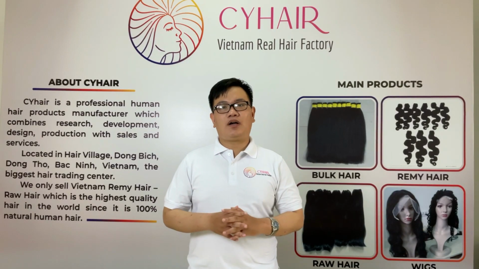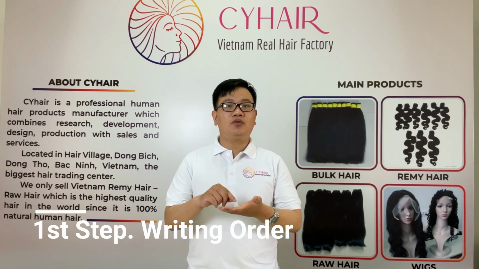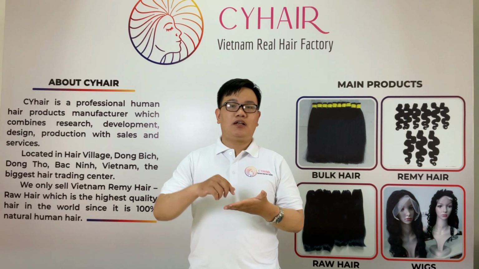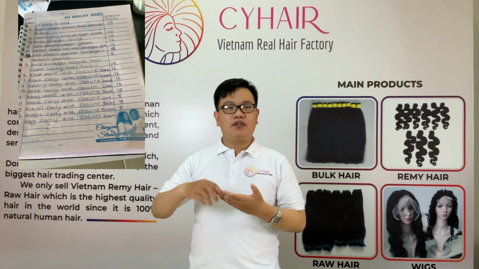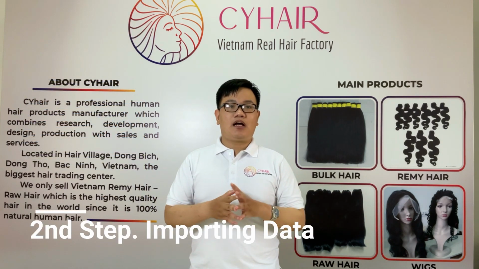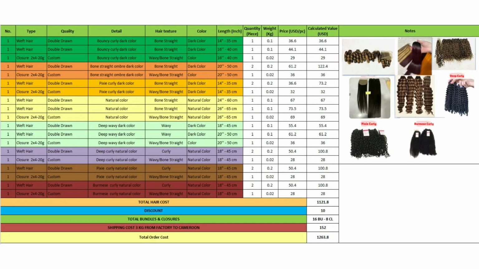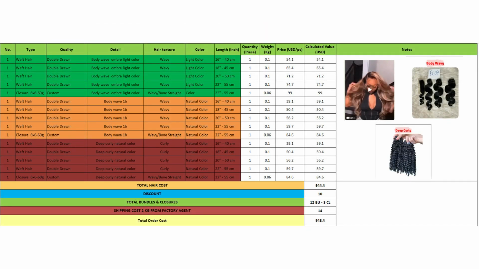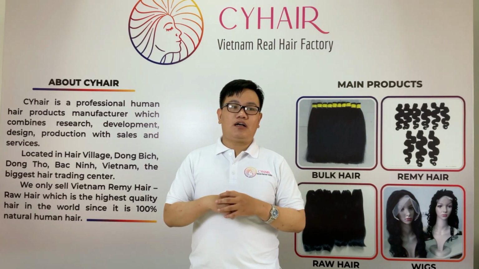So I will show you how to do the order instructions. Firstly, you can write down your order details on paper, like the one in the pictures I'm showing you here, including the type, the hair quality, and also the length that you need. Next, our sales department will import the data you give us into an Excel file, and then we will make a quotation for you, including the shipping fee from our factory to the agents, as well as the discount for you.